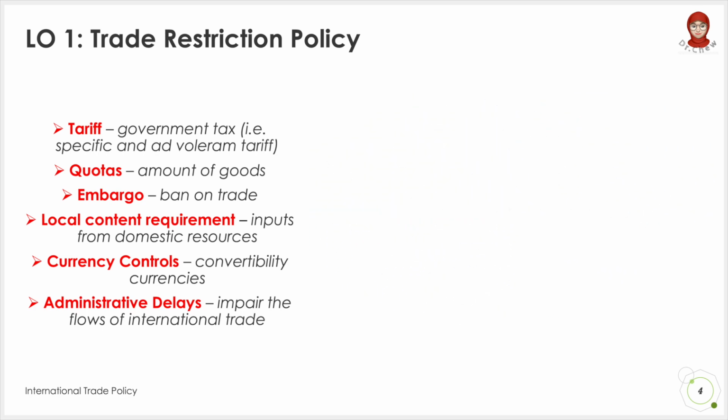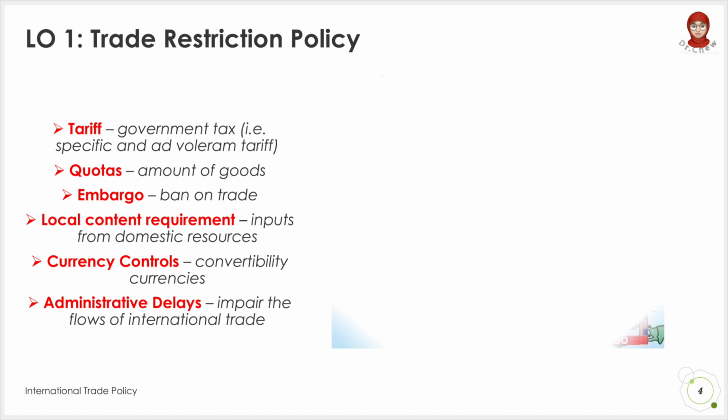A complete ban on trade, imports and exports, in one or more products with a particular country is called an embargo. An embargo may be placed on one or a few goods, or it may completely ban trade in all goods. It is the most restrictive non-tariff trade barrier available, and it is typically applied to accomplish political goals.